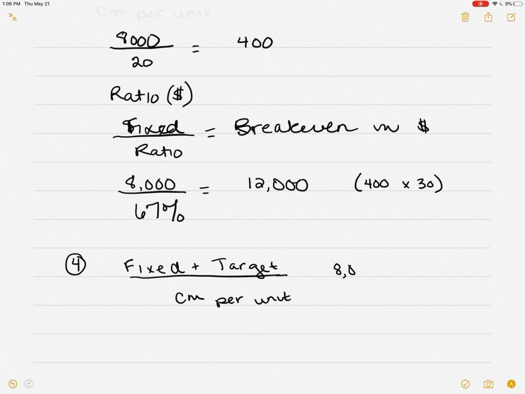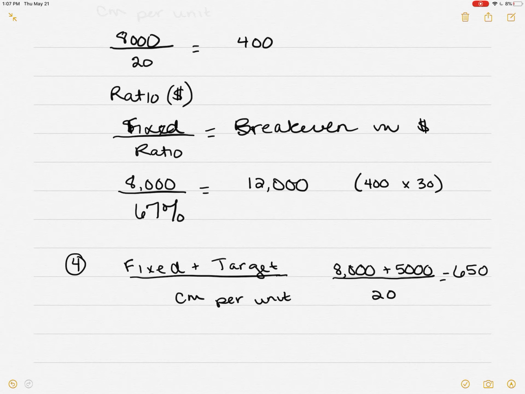Here I have that 8,000. I want to make 5,000, and I'm going to divide by 20. So if I take that 8,000 and 5,000, which is 13,000, and I'm going to divide by my contribution margin per unit, it's going to tell me I have to sell 650 units to earn that $5,000.